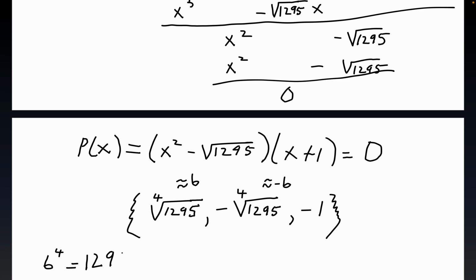It's not too hard to calculate: 6 times 6 is 36, 6 times 36 is 216, and 6 times 216 is 1200 plus 96, which is 1296. So this is just one less. This would be a little bit less than 6 right here, and this would be a little bit less than negative 6. But in any event, these are the solutions.